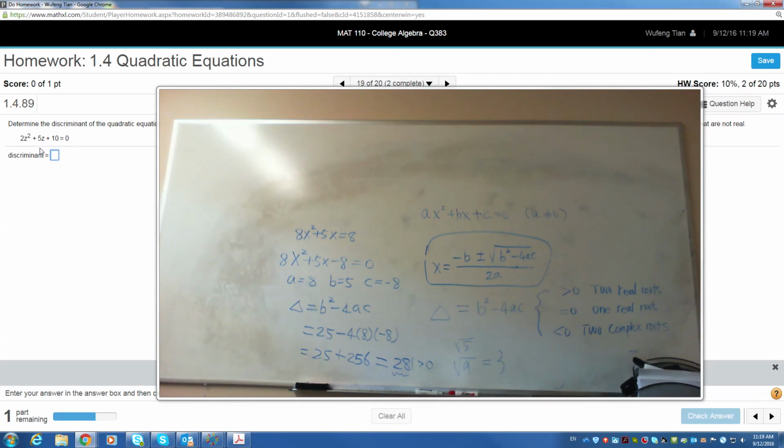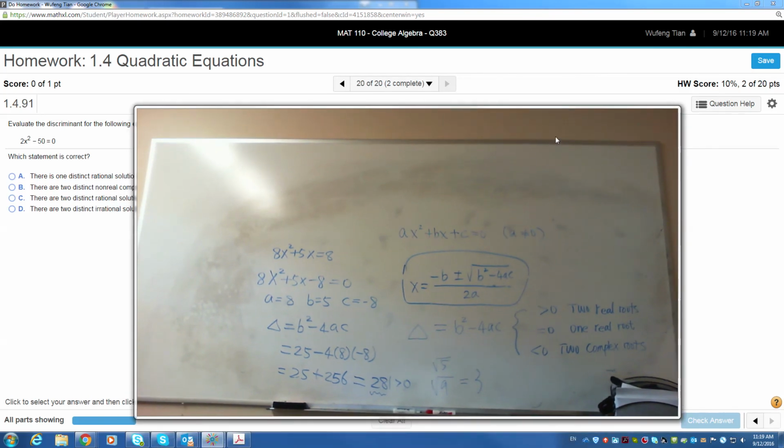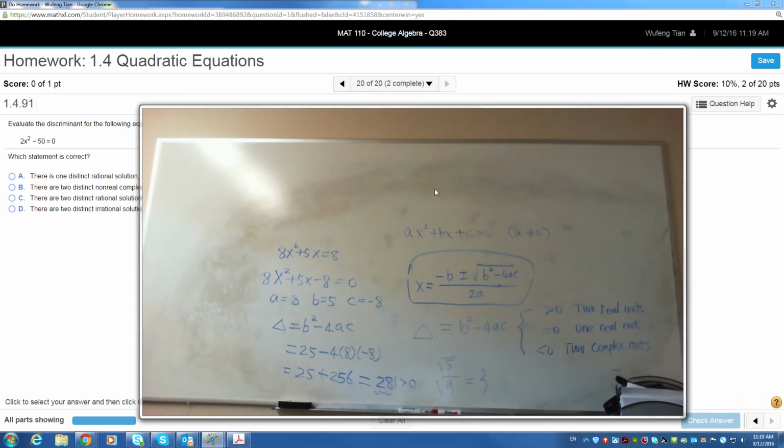So the discriminant is b squared minus 4ac. That's it. Use the discriminant to do that, and I think you should not have any problem. Find the discriminant, and then see if it's positive, equal to 0, or negative. Use that rule to make the decision for the roots. Okay, now we're done with this section.